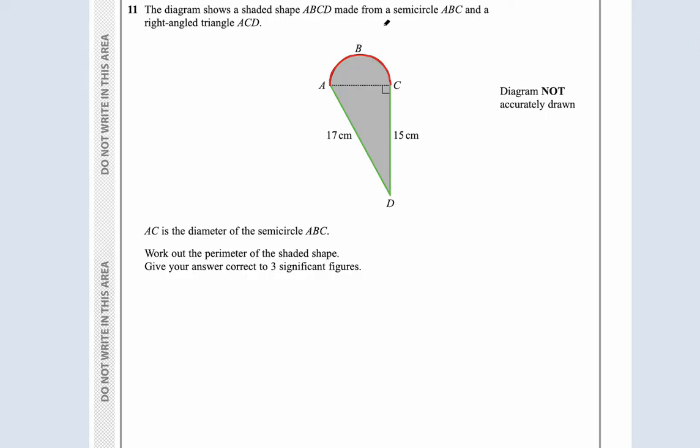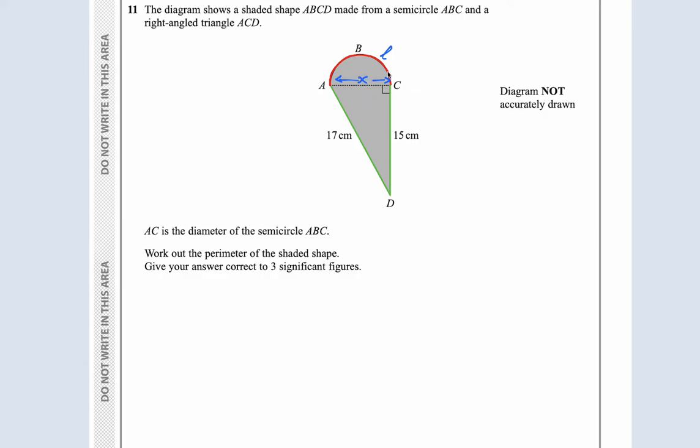Let's call this length L. Now, the way to get L is I need to get the circumference of the circle and half it, because it's like half a circle. How do I get the circumference of a circle? I need the diameter or the radius. So I need this length here. This I'm going to call x.